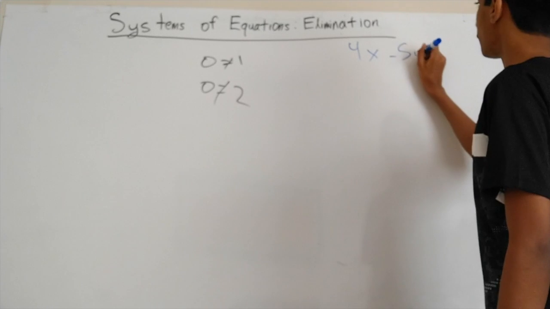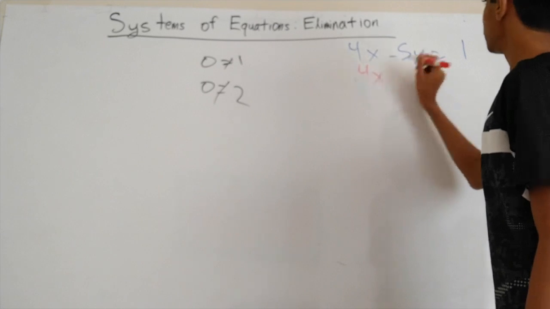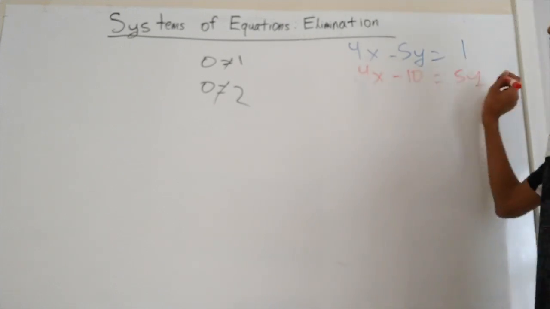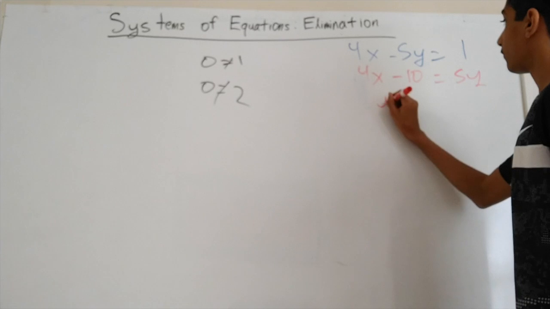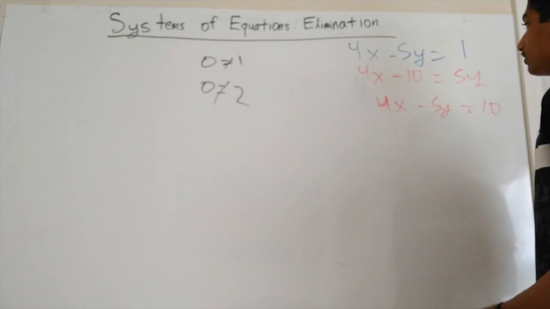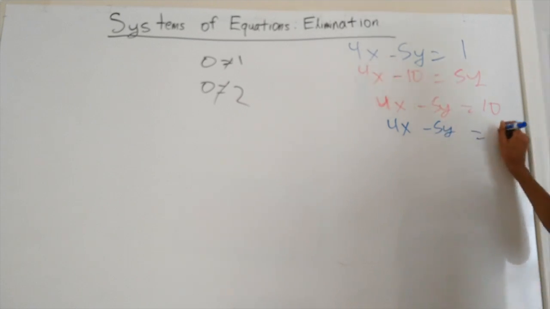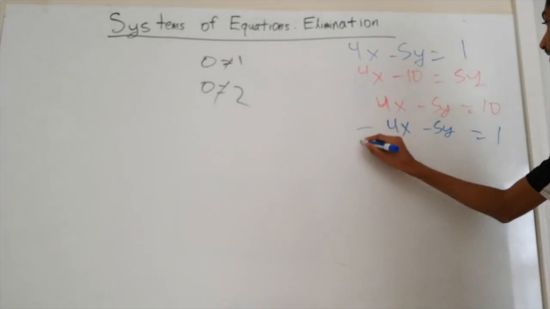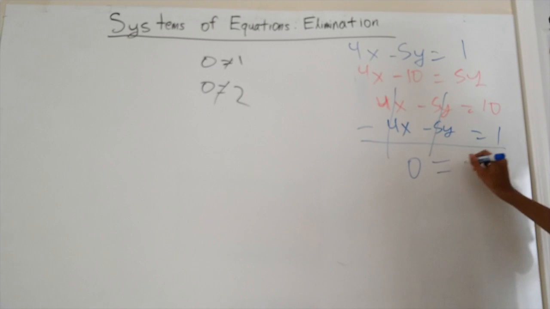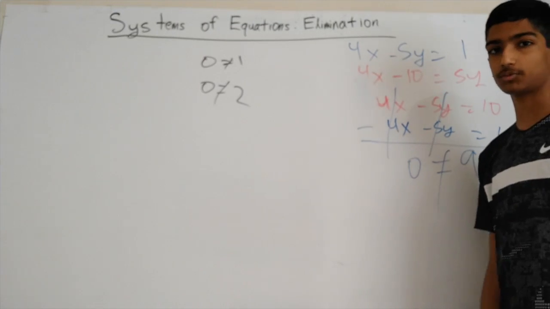4x minus 5y equals 1. And we also have 4x minus 10 equals 5y. So if we bring the 5y here and the 10 there, we get 4x minus 5y equals 10. And using the first equation, we also have 4x minus 5y equals 1. And if we subtract the equations, we end up getting, these cancel. All we're left is 0 equals 9, which is not true. So therefore, there's no solution to the systems of equations.